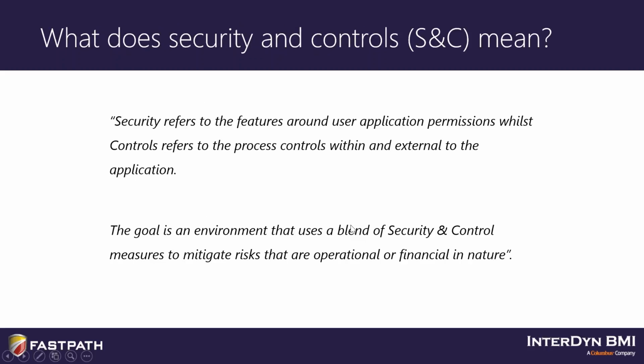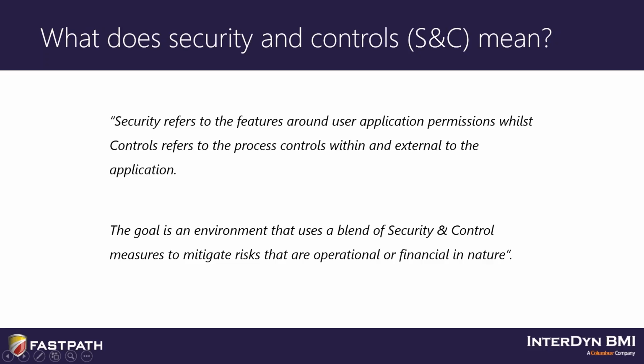So what are security and controls? Security basically refers to the features around your user application permissions, and controls refer to the process controls within the application itself, but also external to the application. So for example, security are your roles and your permissions that you give to GP. Your controls could be part of that security setup, but it could also be things like using SafePay, audit trail, different types of controls, maybe some workflow, things where you're having an approval process, etc.